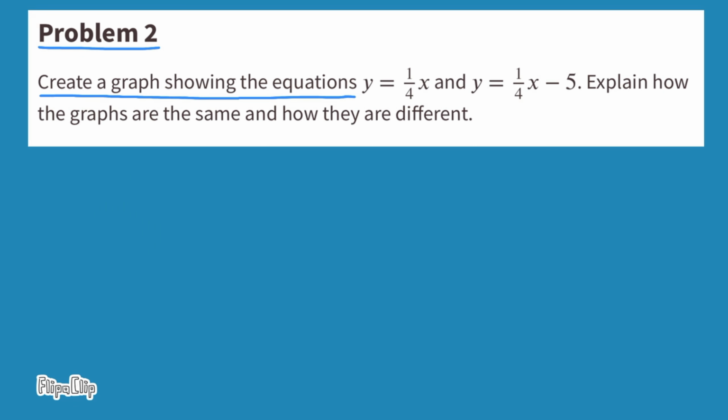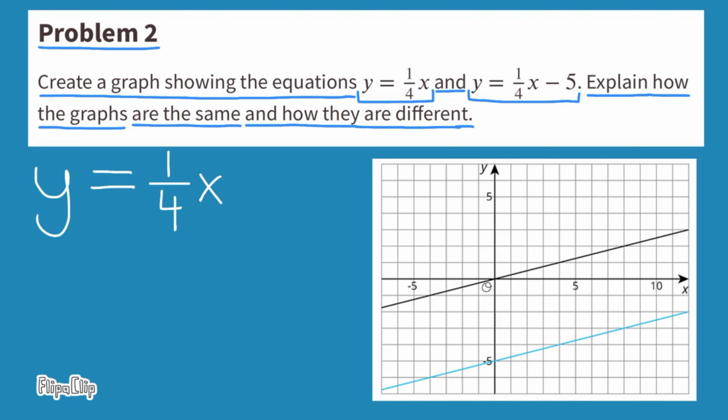Problem number 2. Create a graph showing the equations y equals 1/4 x and y equals 1/4 x minus 5. Explain how the graphs are the same and how they are different. First, let's graph y equals 1/4 x. And in this case, b is 0.